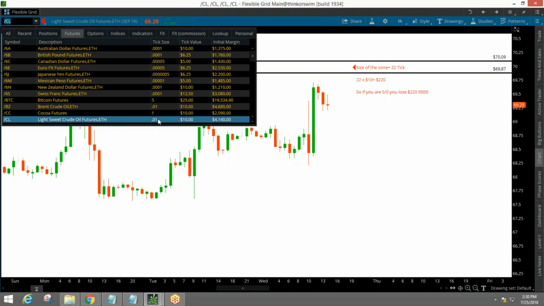So you get the terminology right. The amount you trade with is that $4,140. But once you're in that trade, let's say you have $5,000 in your account, you're good. You can take this trade. Now, if you get into this trade, your loss, if it goes to your stop out, would be $220.